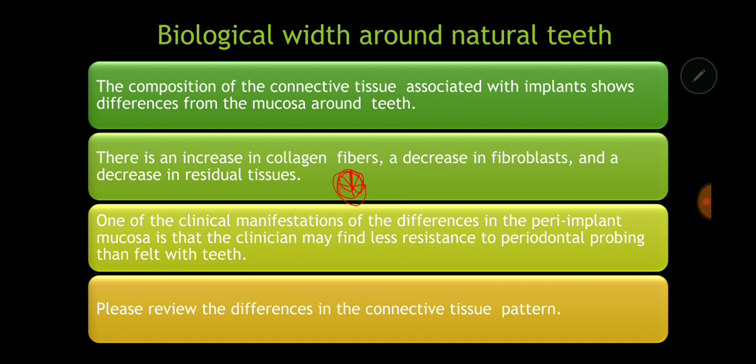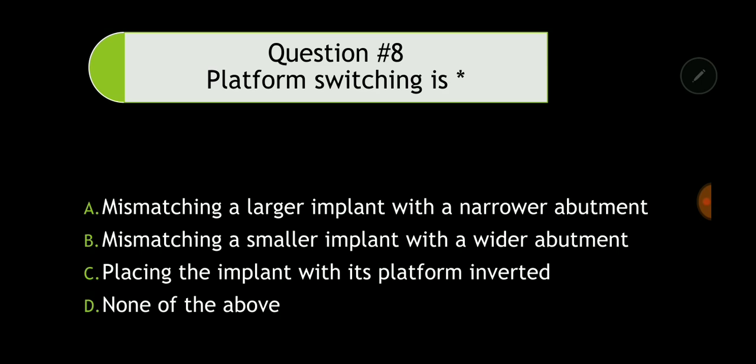So you have to review the difference between connective tissue patterns around the natural teeth and those around the implants. All right. Question number 8: what is platform switching? You cannot be studying implants without knowing what platform switching is. Platform switching: A, is it mismatching a large implant with a narrower abutment, or B, mismatching a smaller implant with a wider abutment, or C, placing the implant with its platform inverted, or D, none of the above?